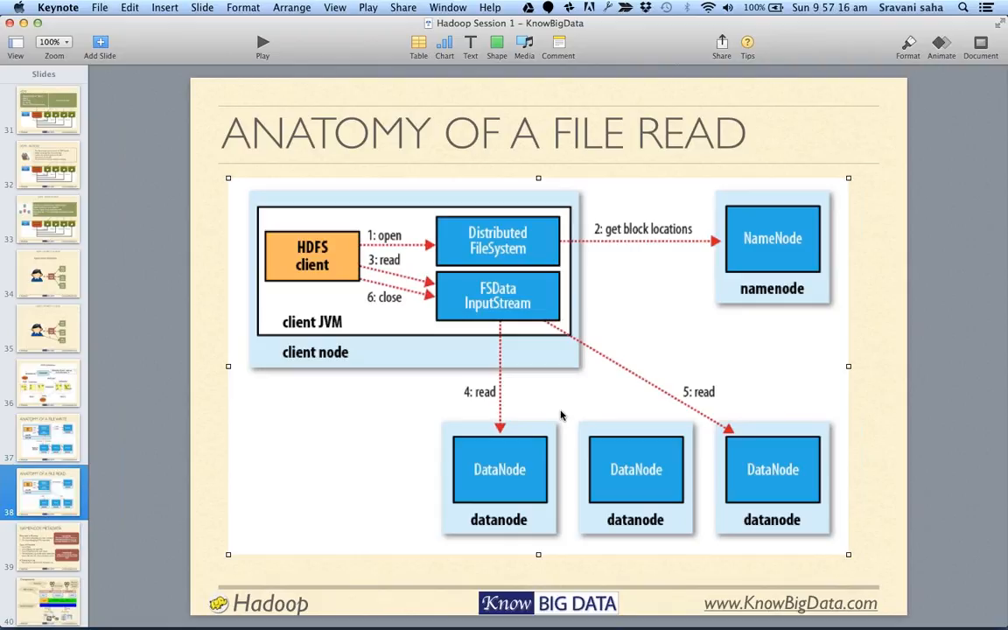And the anatomy of reading a file is very, very similar to writing the file. HDFS client, meaning the command line or the driver which you are running, will go to the name node.